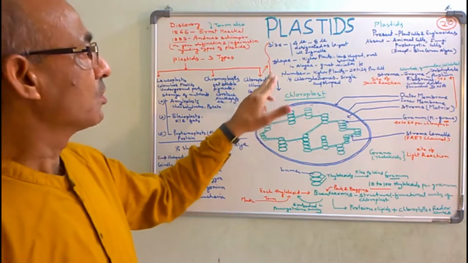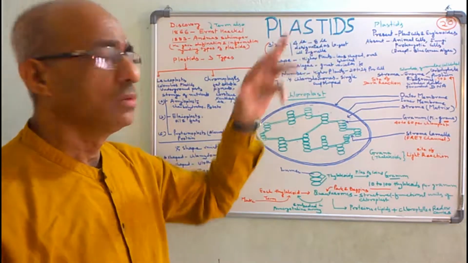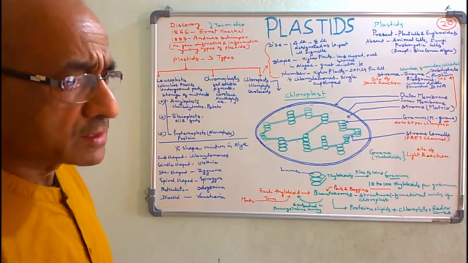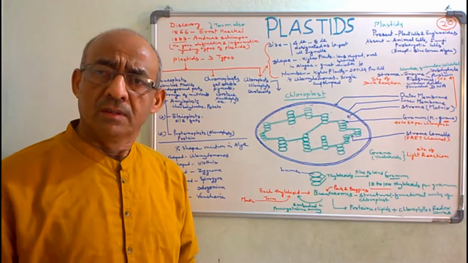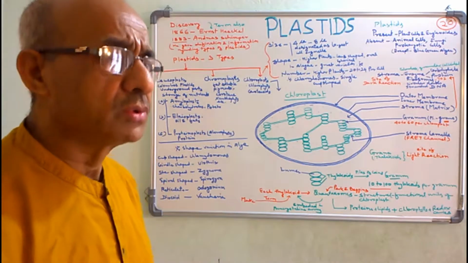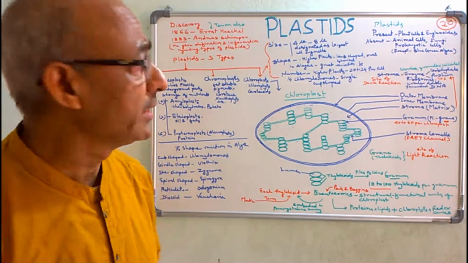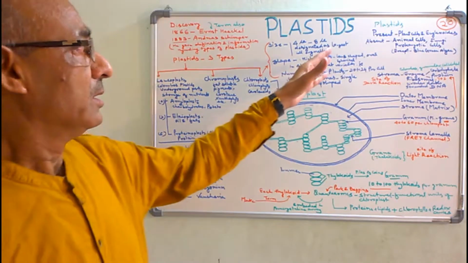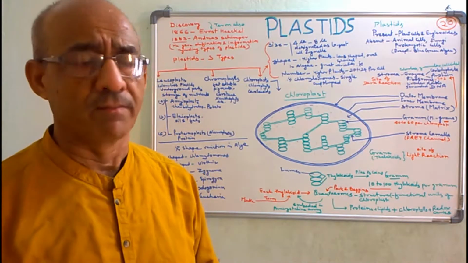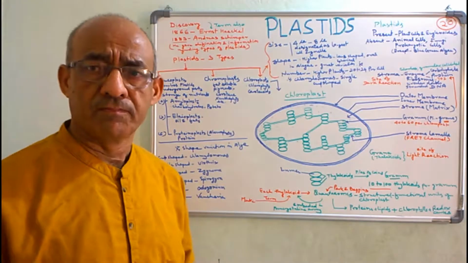Now we will discuss size, shape and number of chloroplasts. The size of chloroplasts varies from 4 mu to 8 mu. Their size is more than mitochondria. Due to that reason, chloroplasts are designated as the largest cell organelle of the eukaryotic cell. Now we will discuss shape.